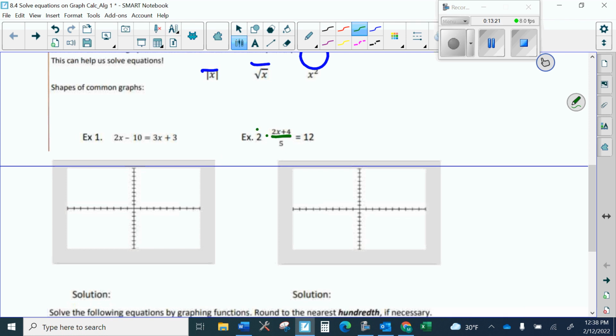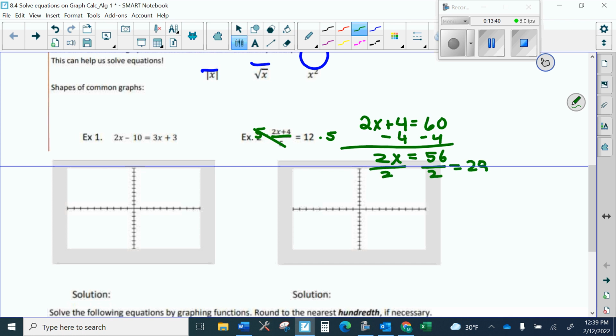So if I was to do that by hand, just to check that, remember, opposite of division is multiplication. So I'm going to divide by 5 on both sides. Cancel that out. I get 2x plus 4 equals 60. Subtract the 4 across. 2x equals 56. And last step, divide by 2, and you get 28, just as we saw on the graphing calculator.